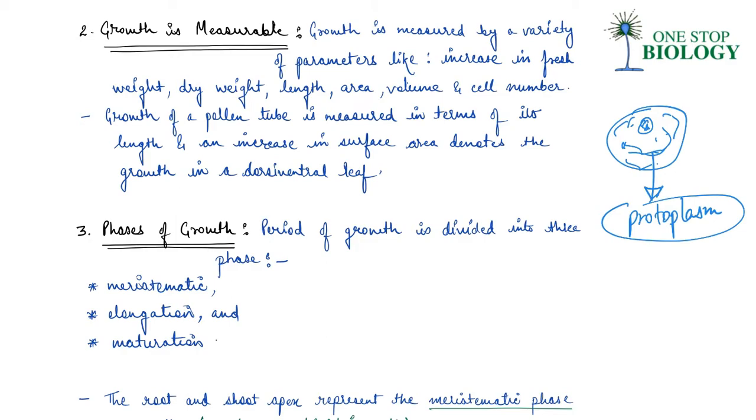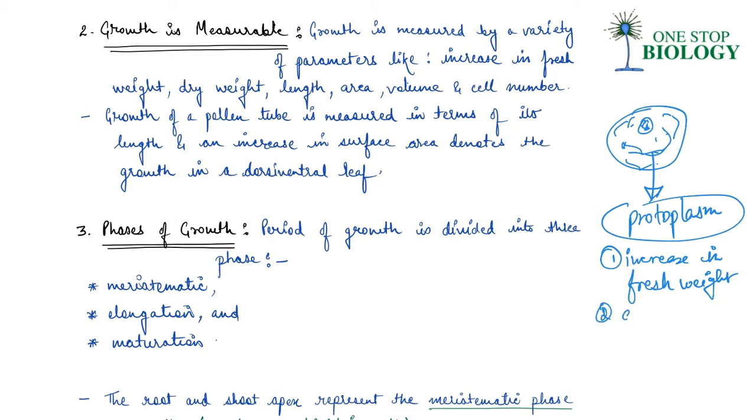So basically growth at the cellular level is a consequence of increase in the amount of protoplasm. Now since increase in protoplasm is difficult to measure directly, we measure some quantity which is more or less proportional to it, and that is why we say that growth is measured by a variety of parameters. What those parameters can be? So it can be increase in fresh weight. There was a basic weight, right? And if there is an increase on a daily basis, basically that difference between the previous weight and the new weight is the increase in fresh weight.